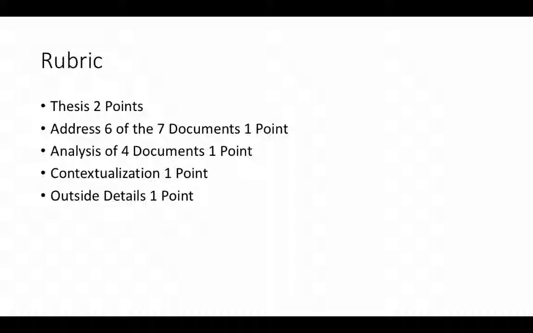You have to address 6 of the 7 documents for 1 point. I suggest all the documents for your students. I would not give them the point unless they do that during the year. Analysis is 4 points, 4 documents for a point. Again, I have them do all if they want to get that point. Contextualization is 1 point. That goes at the beginning of the essay. Outside details, 1 point. And again, we used to have another point for synthesis. We don't have that anymore. So I suggest that you have them restate the thesis in the conclusion, and that will help them to get that point for the thesis.